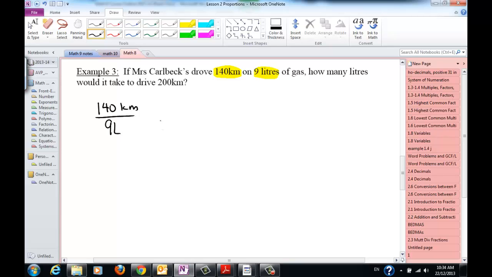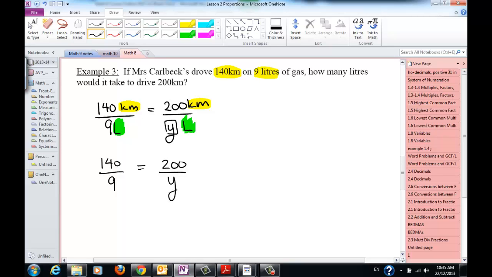And I want to know how many liters it's going to take to go 200 kilometers. Notice that what I've done is I've set up the kilometers are both on top and the liters are both on the bottom. Alright, we don't actually need the units to solve for this. They do actually cross-reduce, but to make our life easy, we can rewrite this like this if we want. And for the number of liters, I don't know, let's call it y. Alright, because I don't know what this one is.